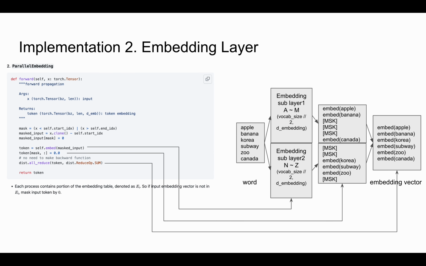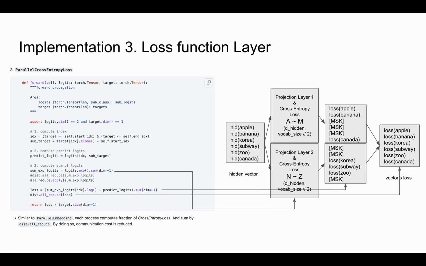Second is the embedding layer. First, each GPU masks tokens which are out of the range, and aggregates by an all-reduce operation when all GPUs calculate the embedding vector. Last is the loss function layer. Same as the embedding layer, each GPU masks hidden vectors which are out of the range, and aggregates the loss value by an all-reduce operation when all GPUs calculate the loss value.